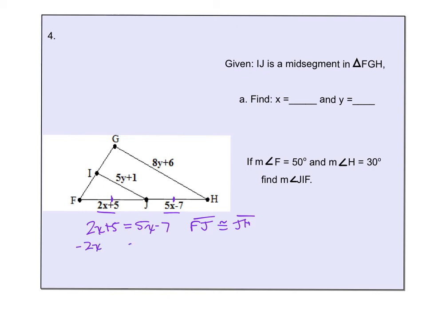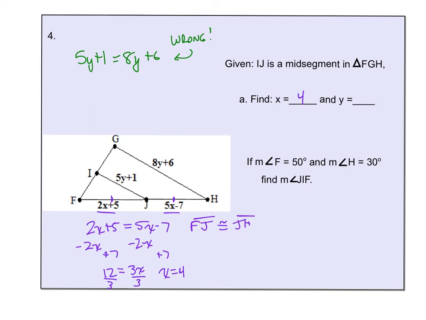So a little bit of algebra later, dividing by 3, X will equal 4. Okay, that was not too bad. For Y, and here's the number one mistake kids will make, they will automatically assume 5Y plus 1 equals 8Y plus 6. That is wrong.